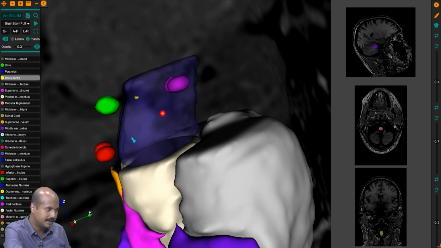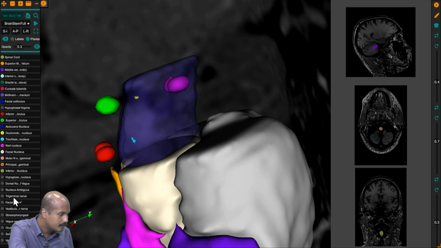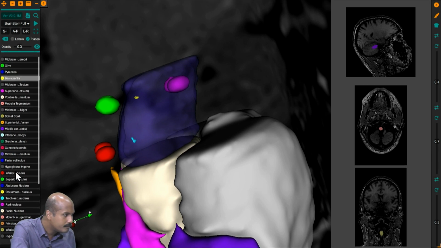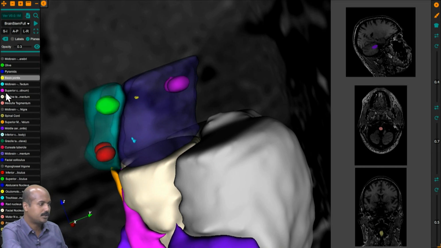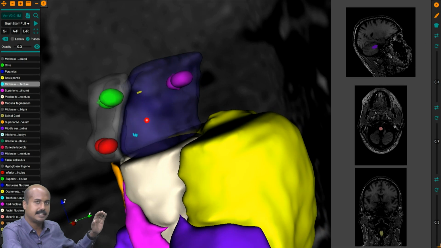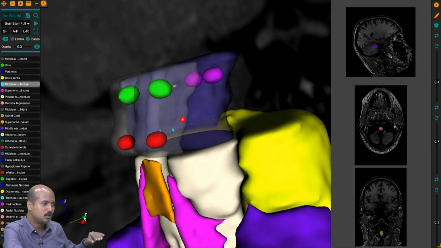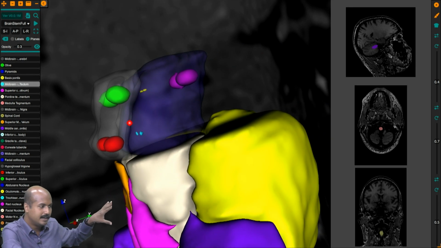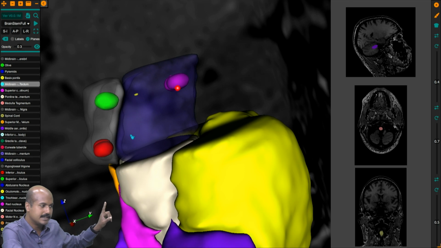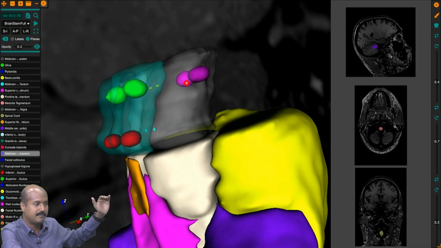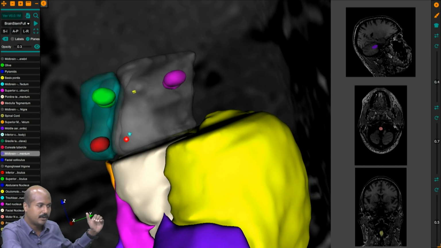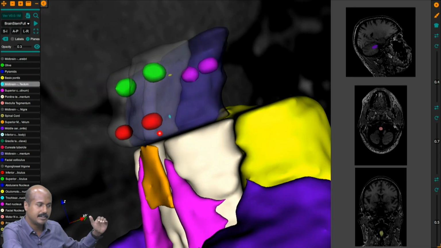This is the tegmentum, and this is the tectum. So I've brought in the tegmentum and the tectum with reduced opacity, and through this glass appearance you can see the superior colliculus, the red nucleus and the oculomotor nucleus are at the same level in the upper part, and the inferior colliculus and the trochlear nucleus are at the same level in the lower part.